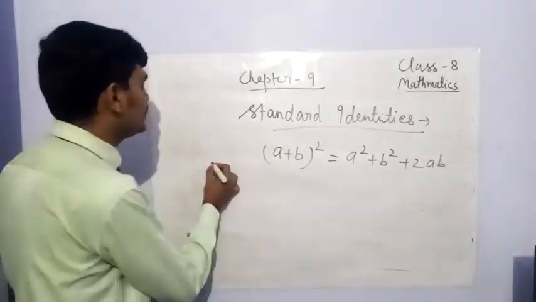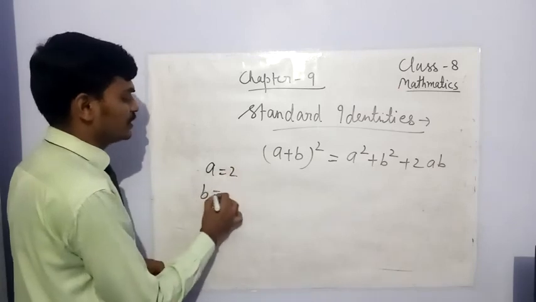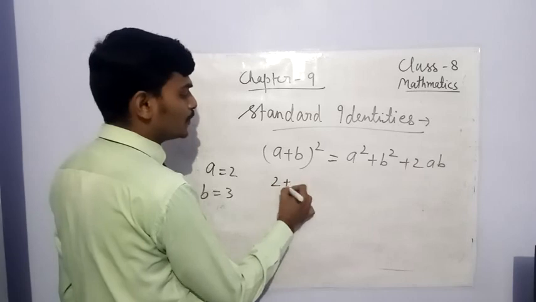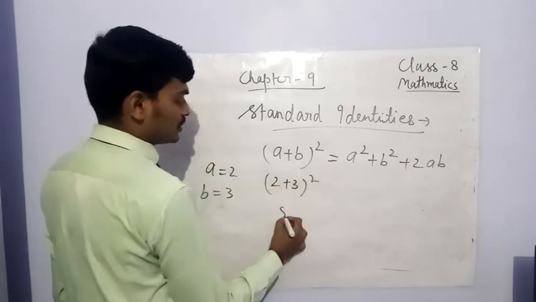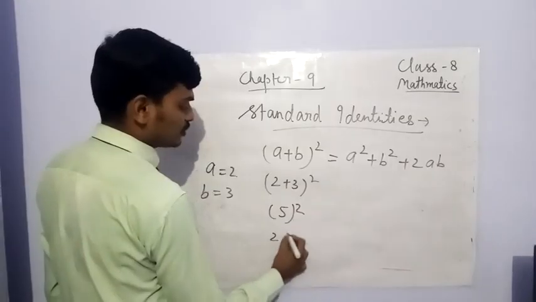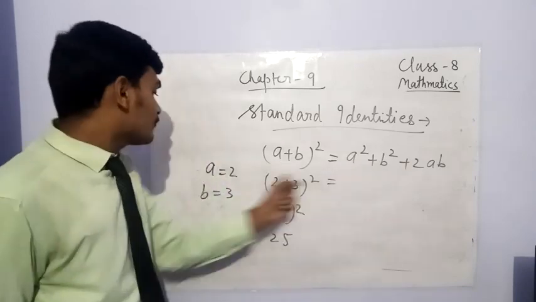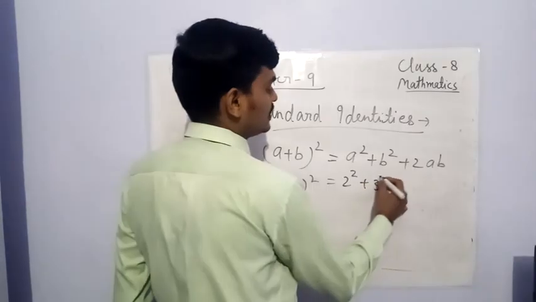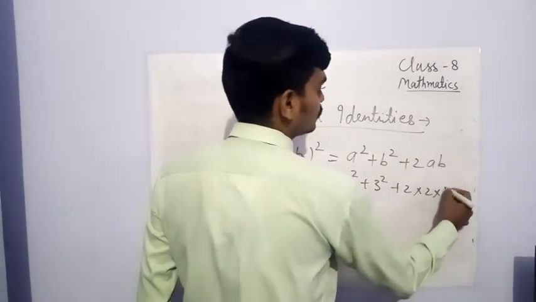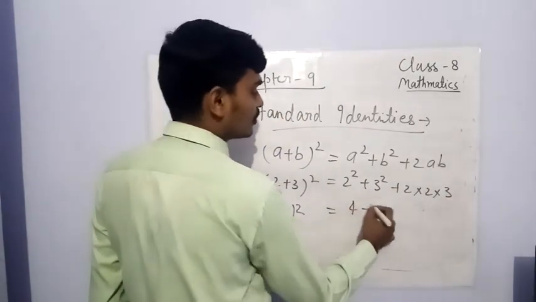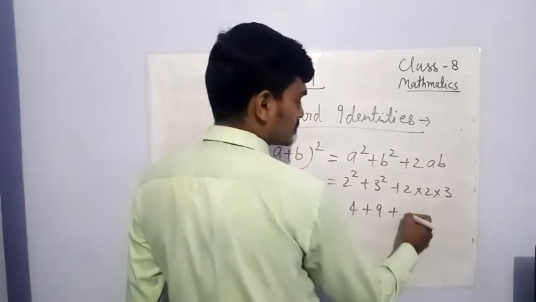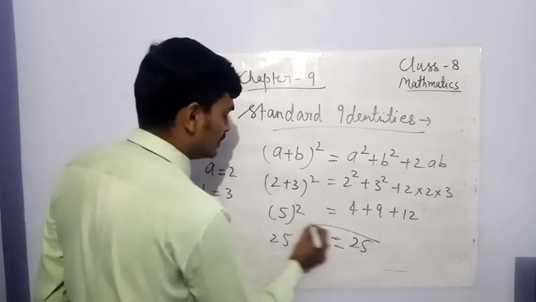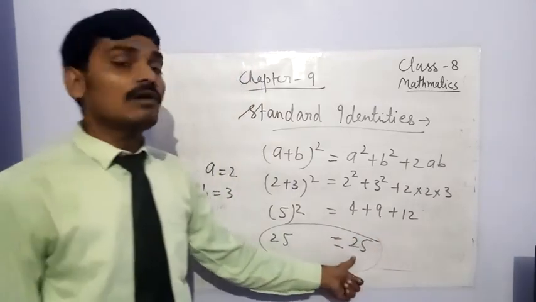For example, if we take a equal to 2 and b equal to 3, then 2 plus 3 equal to 5. So this is 5 square, that is 25. If we put the values of a and b here also, 2 and 3, so 2 square plus 3 square plus 2 into 2 into 3. So here is 4 plus 9 plus 12, and after adding we will also find 25. So here LHS is equal to RHS.